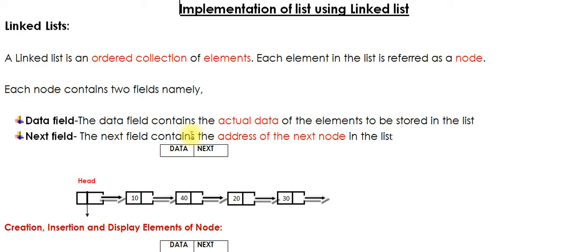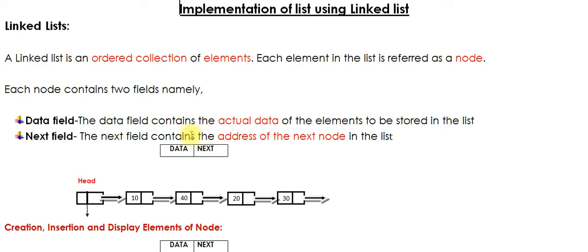And what are the advantages of linked list? Insertion and deletion of elements can be done efficiently using linked list when compared with array based implementation. And it uses dynamic memory allocation. We all know what dynamic memory allocation is: the process of allocating memory to variables during execution of the program. So it will be very effective, and memory utilization is very efficient when compared with array.